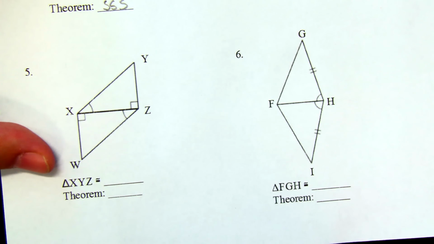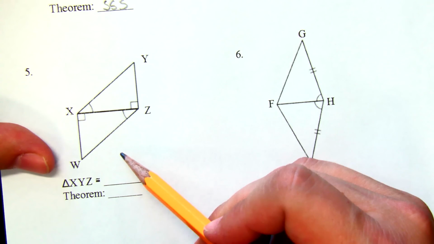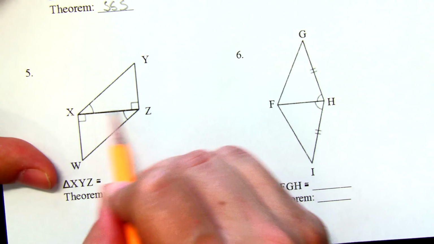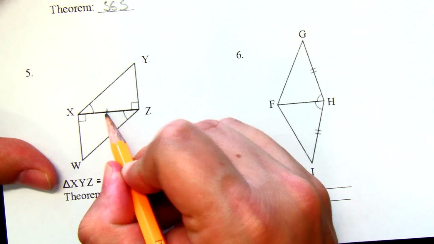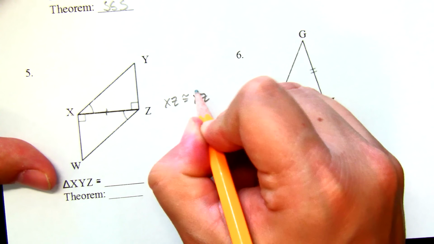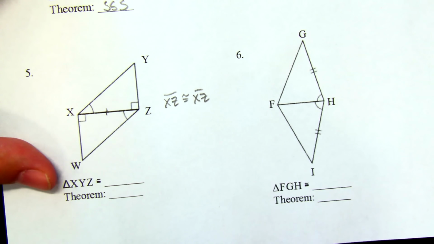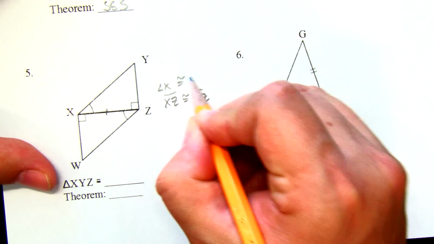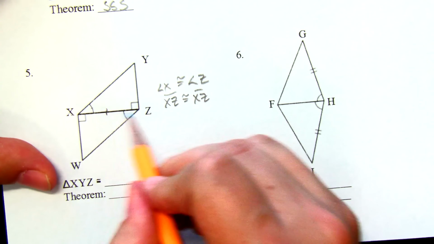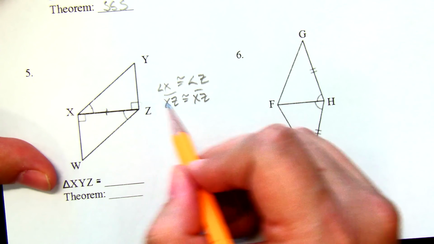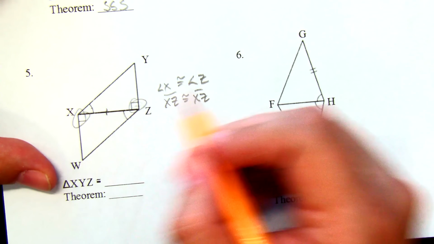Okay, what do I have here? Again, I've got these two triangles right up against each other. Here's one, so I'm just going to start with this. I've got XZ is congruent to XZ, so I've got one pair of sides. What else do I have? Well, I have these angles. Angle X is congruent to angle Z, here and here. And I've got the right angle here is congruent to the right angle here.